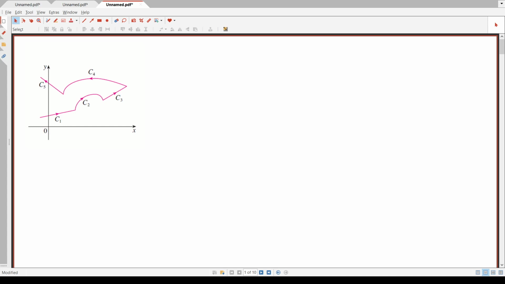Okay, so line integrals. So we've talked about line integrals. I've done plenty of examples, maybe not plenty, but quite a few examples for the past couple days. And let's think about what do they actually represent.